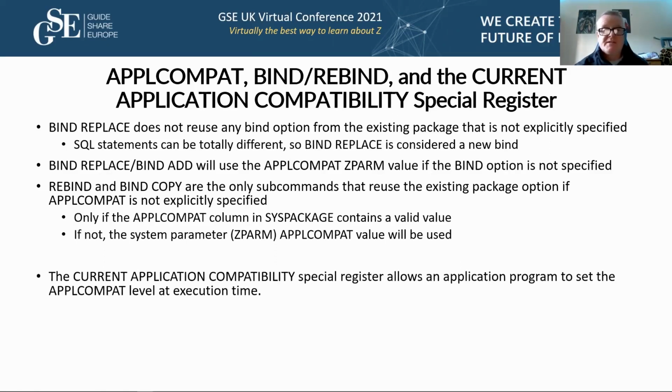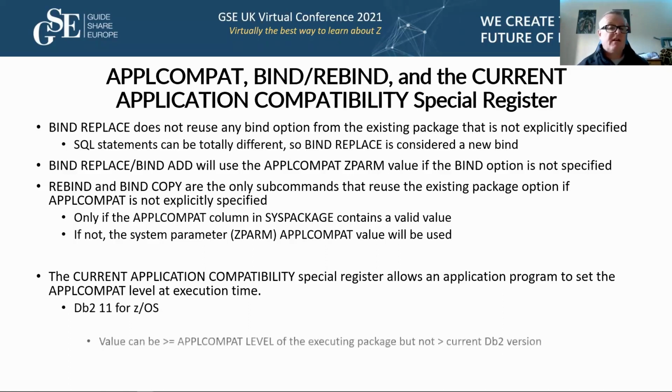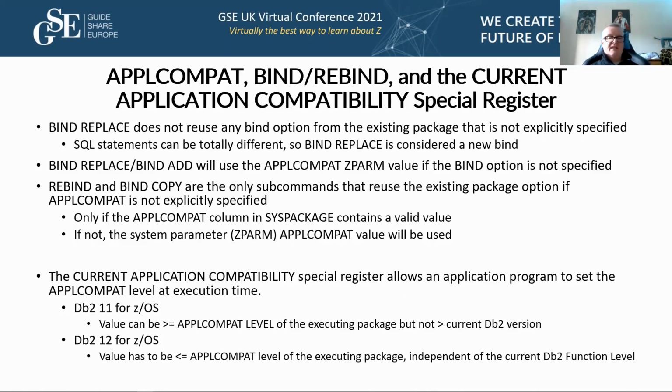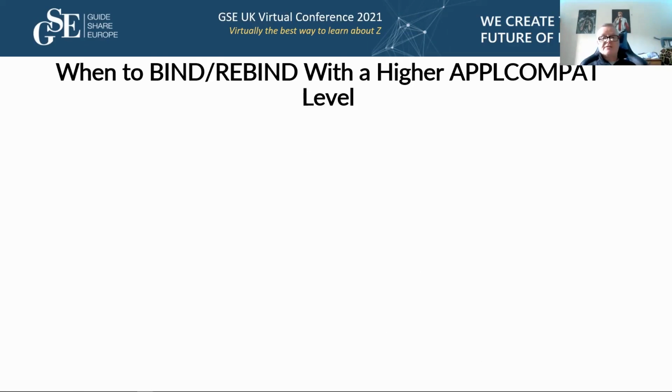The CURRENT APPLICATION COMPATIBILITY register allows you to override the APPLCOMPAT level that the program runs at execution time. We know that. So for version 11 for z/OS, the value can be greater than or equal to the APPLCOMPAT level of the package already, but not greater than the DB2 current version. Again, that makes sense. DB2 12 for z/OS, the value has to be less than or equal to the APPLCOMPAT level of the executing package, independent of the current DB2 function level. So you'd have to rebind it if you wanted a higher value. That's basically what it's saying.